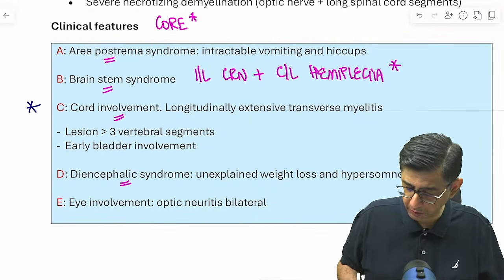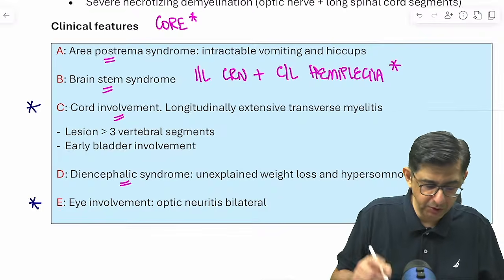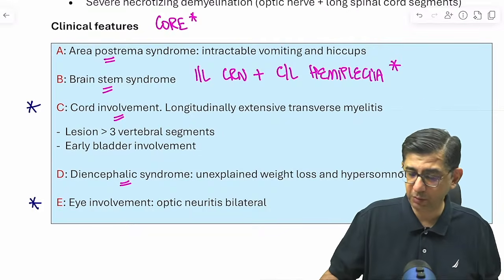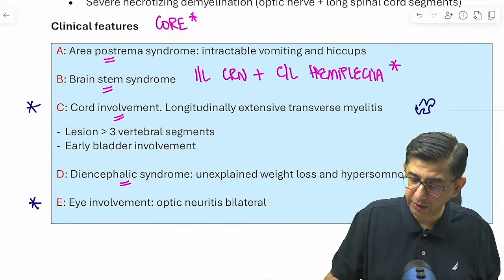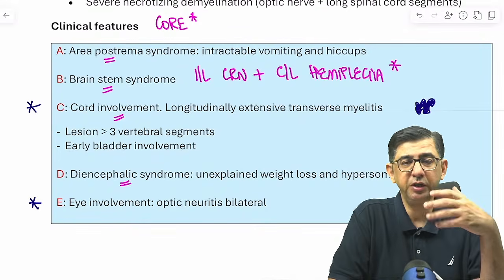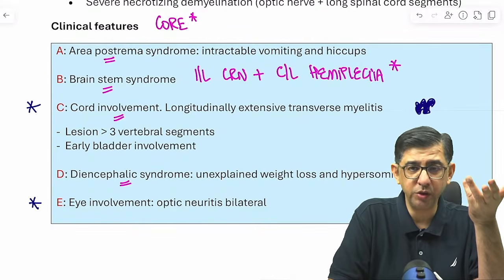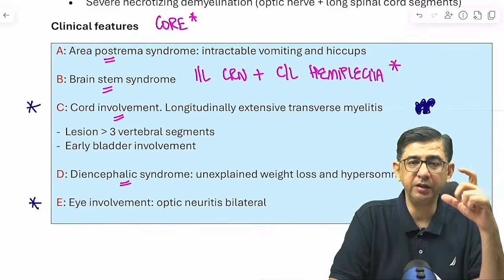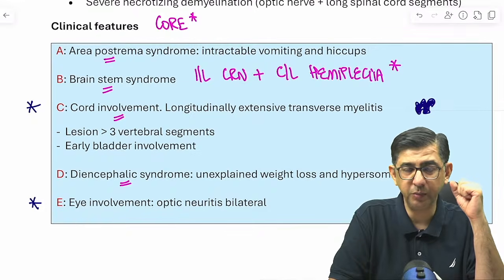Look, this D and E, nobody gets confused about; C and E are not confusing. But it is the A, B and the D part which is to be remembered. And in the brain there are cloud-like lesions. In multiple sclerosis we read about finger-like projections, Dawson fingers, black holes in the brain, and periventricular lesions. Here it is cloud-like lesions that are present in the brain of the patient.